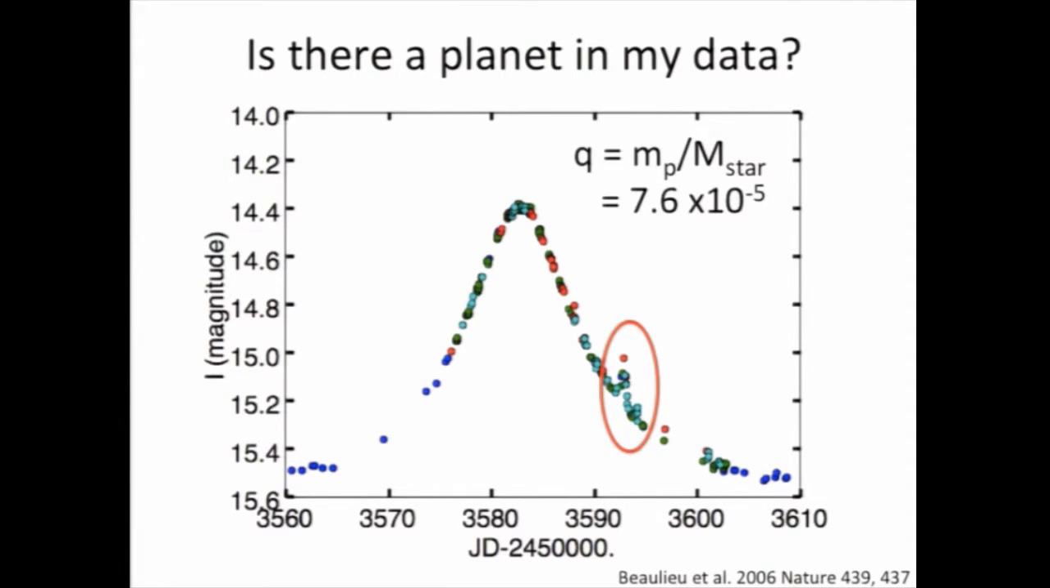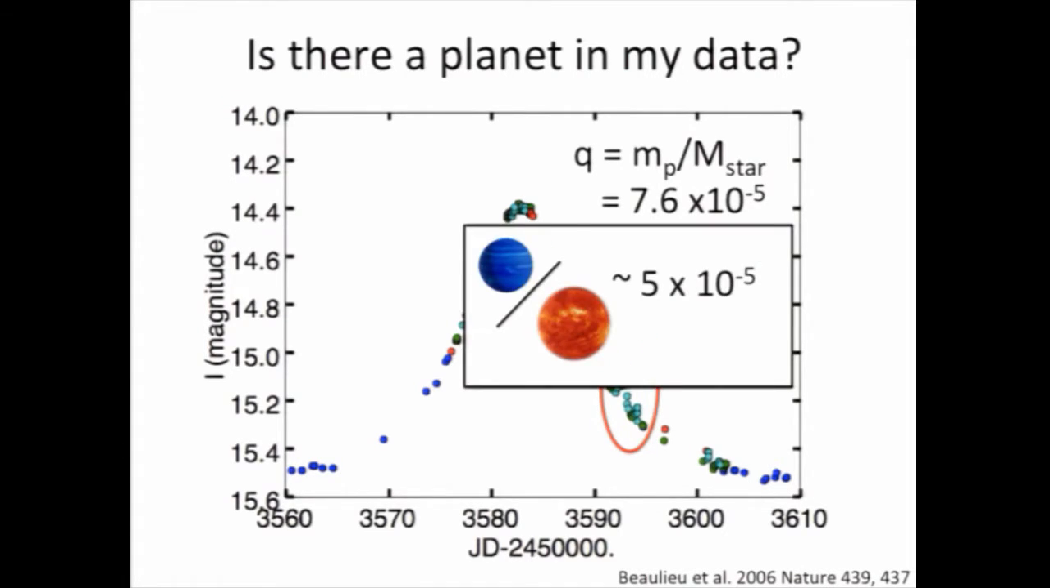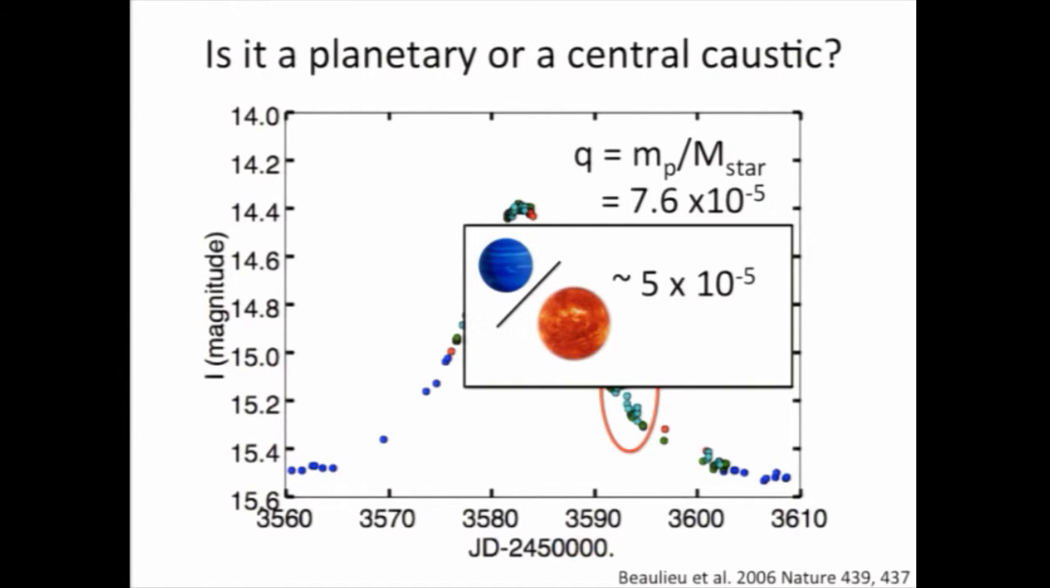This planet has a mass ratio, which is the mass of the planet divided by the mass of a star, of 7.6 times 10 to the minus 5. And in case that's sort of a meaningless number to you, for reference, the mass of Neptune divided by the mass of the Sun is 5 times 10 to the minus 5. So it's a very small planet. And it's there.